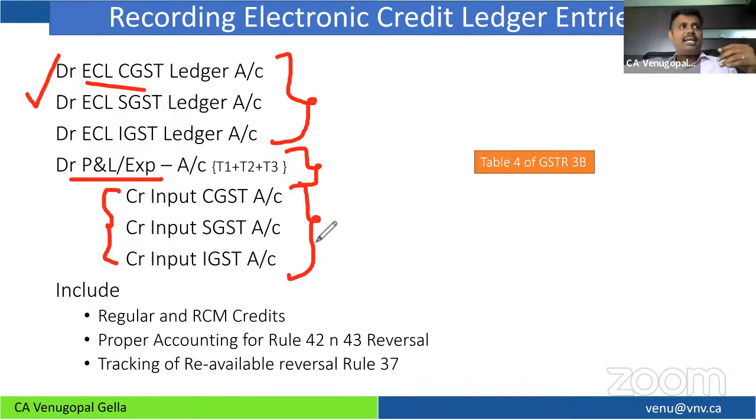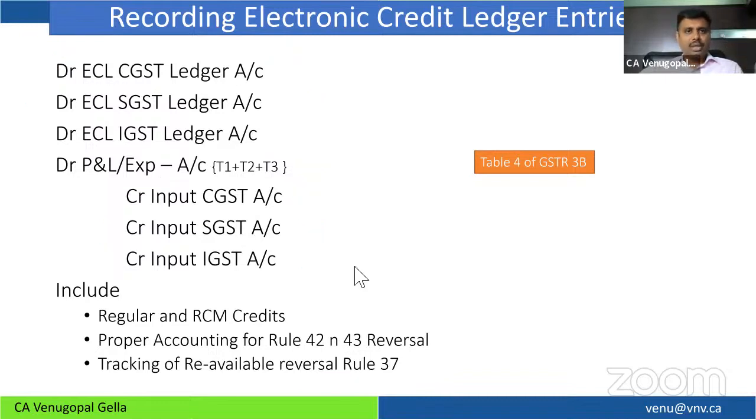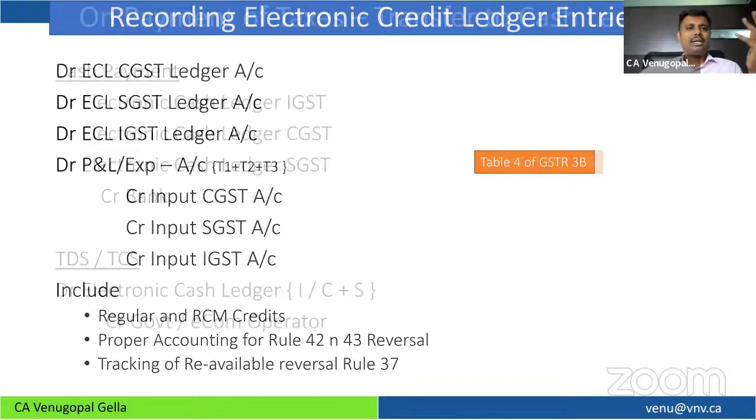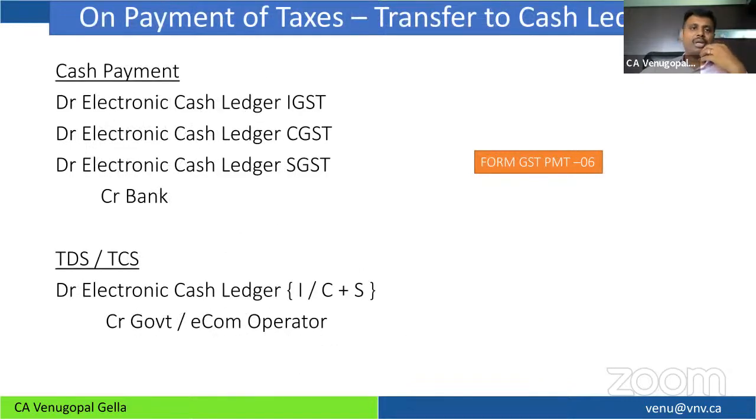Both liability and credit entries you have to do for the regular and RCM entries. And these will also enable you to tackle it if you are reversing something on a temporary basis; it will be able to track. And when you have to discharge the taxes, you will make the payment through cash. So you will debit the electronic cash ledger and credit your bank account.